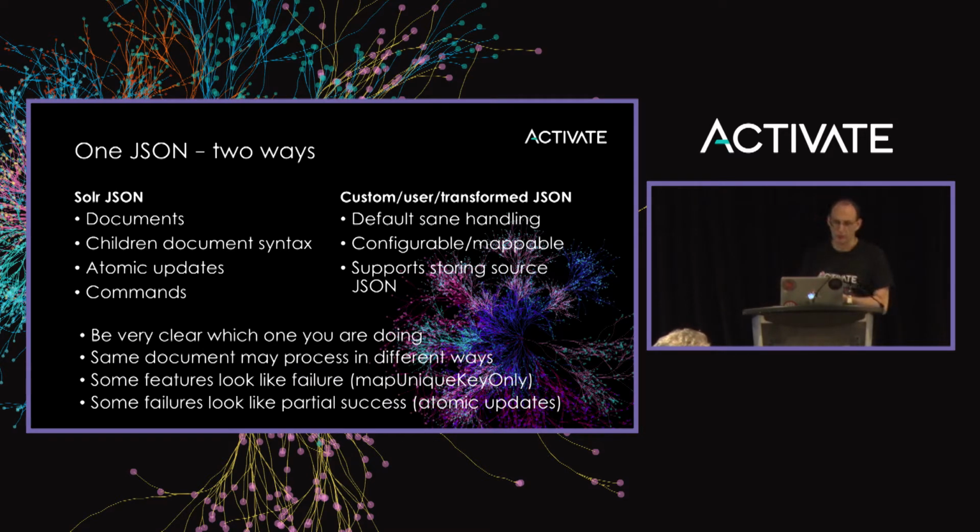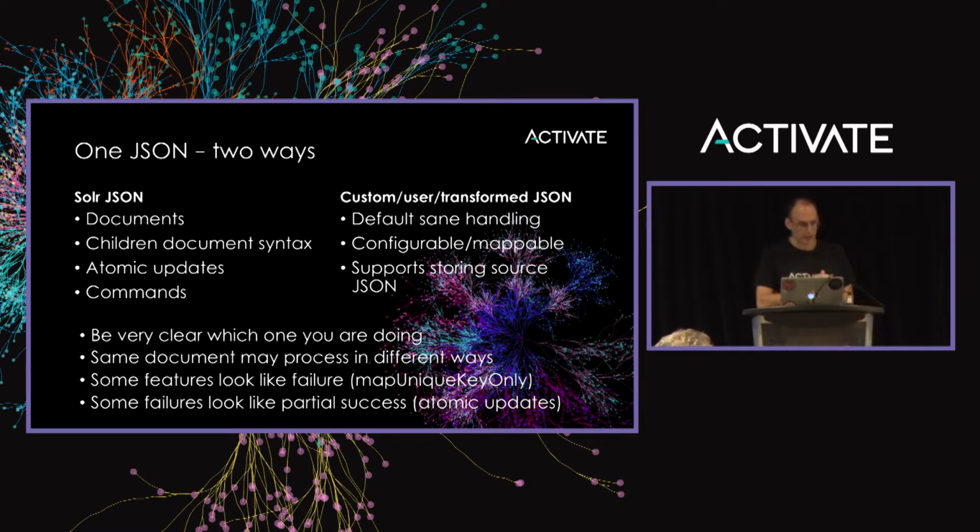OK, now we're getting to the core of this. We're talking about indexing JSON, and there are two different ways. There is a Solr JSON, and there is a custom user transform JSON. We use different names different ways, different times, but that's basically the taxonomy. You have the Solr JSON, and you have whatever random JSON comes from your system.